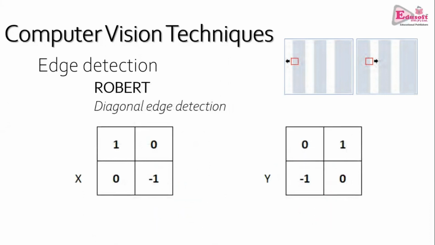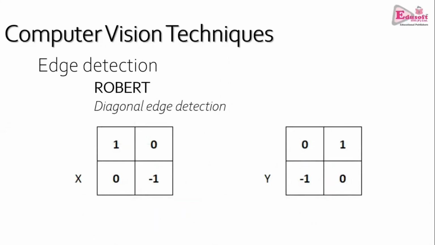And then sometimes edges are not always vertical at right angles or horizontal at right angles. They could be diagonal also. So for diagonal edge detection, there is the Roberts filter, which is commonly used. So these are the filters which are commonly used in detecting edges.